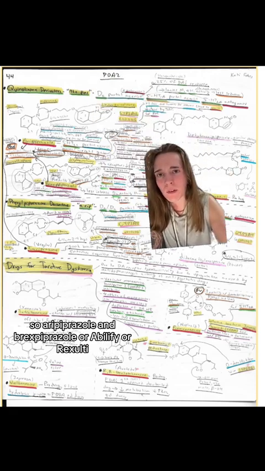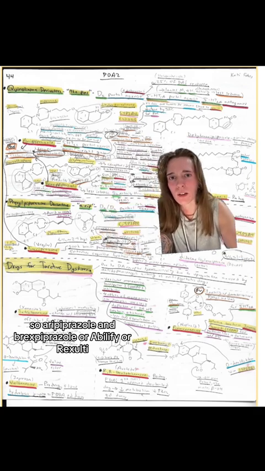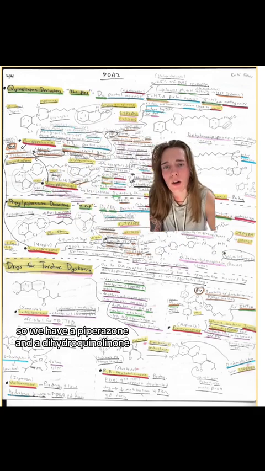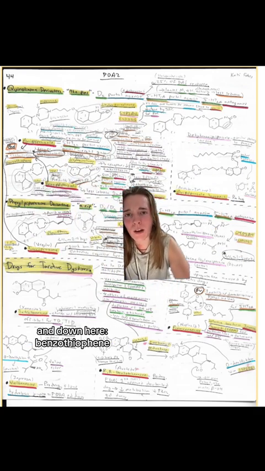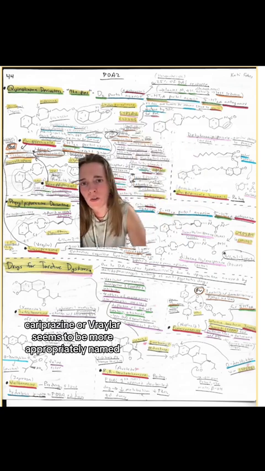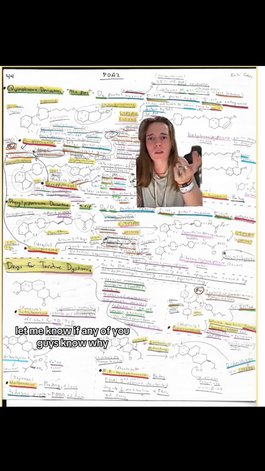Lastly, I'll mention two drugs that have azole in it that don't have azole rings. So aripiprazole and brexpiprazole or Abilify and Rexulti. So we have a piperazine and a dihydroquinolinone, and down here benzothiophene, like no azole in sight. Cariprazine or Vraylar seems to be more appropriately named. It has a phenylpiperazine, so it ends in zine. Let me know if any of you guys know why aripiprazole and brexpiprazole end in azole.